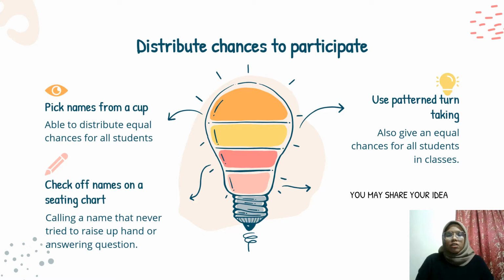Next is check off names on a seating chart. So here it needs teacher observation and also a seating chart. The teacher will have to observe which student already raised their hand, which student already answered the question, and try to erase or mark their name. So at the next class, the teacher will try to call the person who has not yet answered the question or raised their hand. Okay, so this will ensure an equal distribution of chances for all the students to answer the question and participate in the classroom.